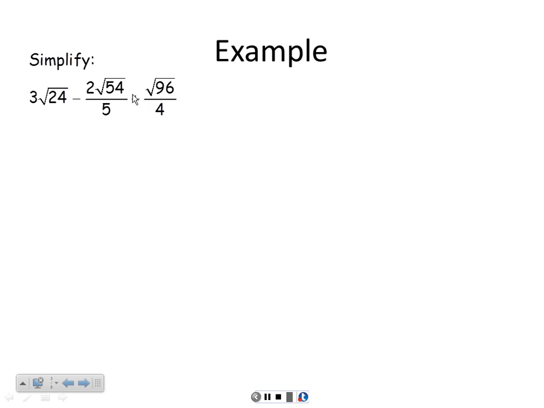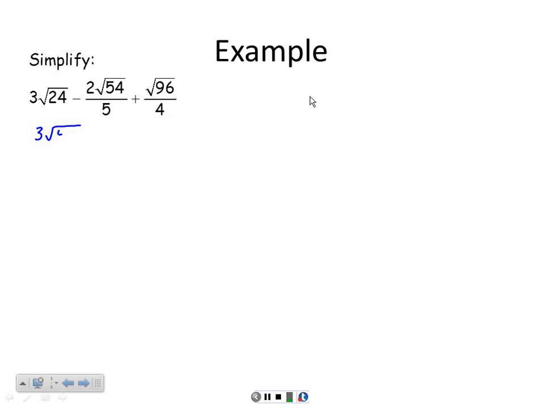What happens if we have fractions? Well, a couple of things when you're adding and subtracting fractions. You know that you have to have a common denominator. And when you're dealing with radicals, not only do you have to have a common denominator, but you also have to have a common radical, or like terms. So what I would like to do initially is simplify these radicals.